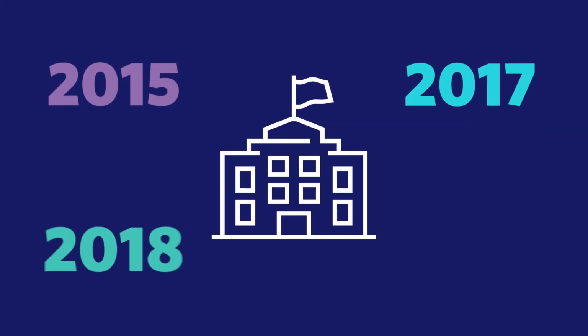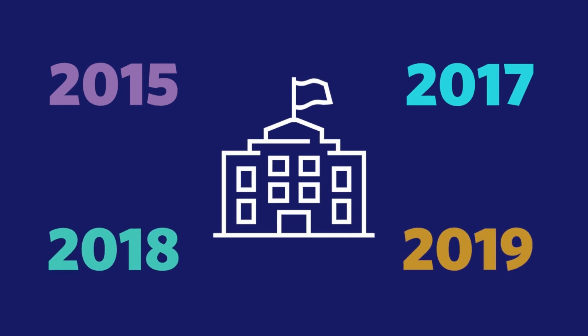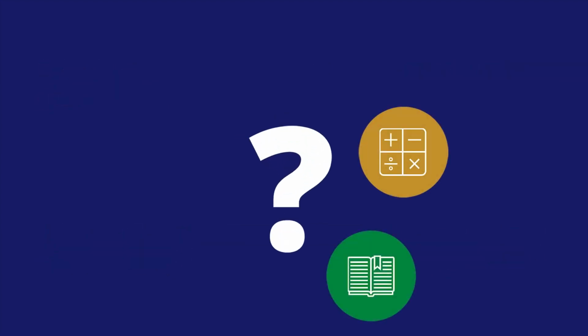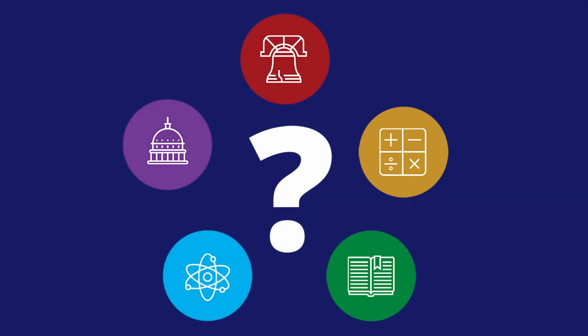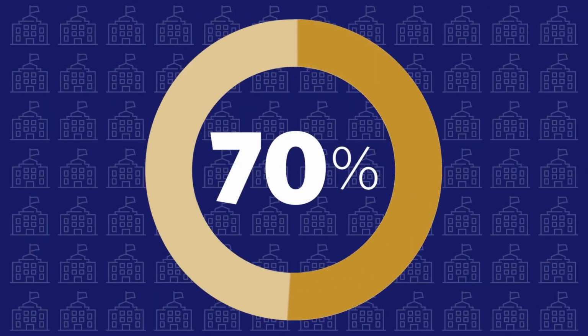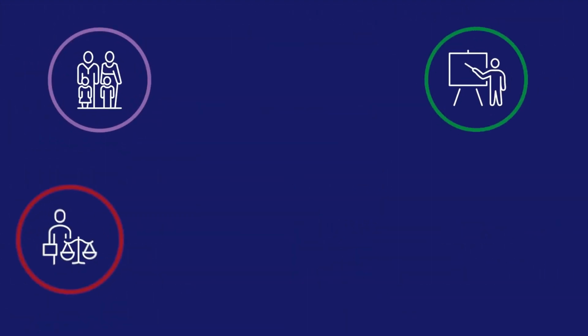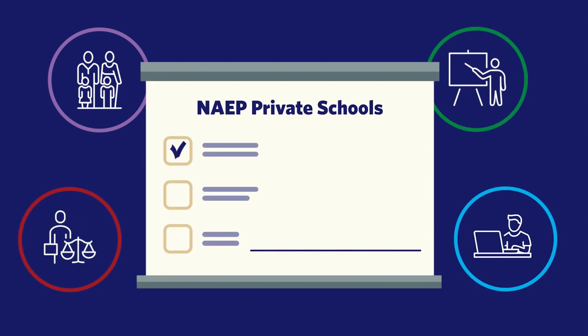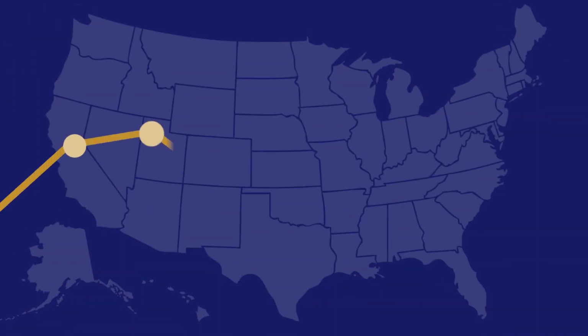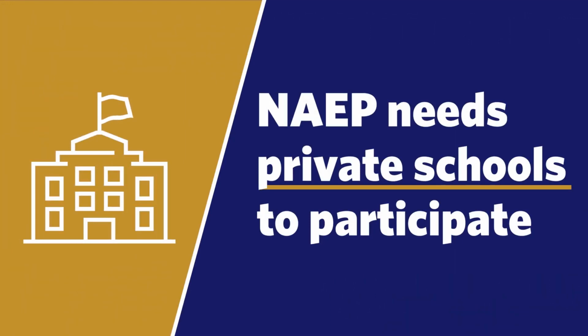In more recent years, results for private schools have not been available for NAEP subjects like mathematics, reading, science, civics, U.S. history, and others. In order to provide NAEP results for private schools, at least 70% of the selected schools must participate. Parents, educators, and other stakeholders are interested in the performance of private schools. When participation rates are met, NAEP has a positive story to tell about private school student performance across the nation. NAEP needs private schools to participate so we can provide valuable results for private schools.